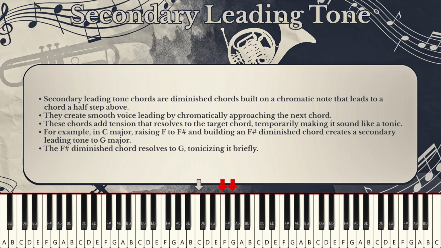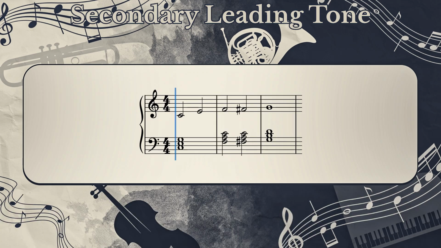raise the F to F sharp, a half step, and build an F sharp diminished chord. This F sharp diminished chord functions as a secondary leading tone, creating tension and resolving to G major chord and temporarily tonicizing it.